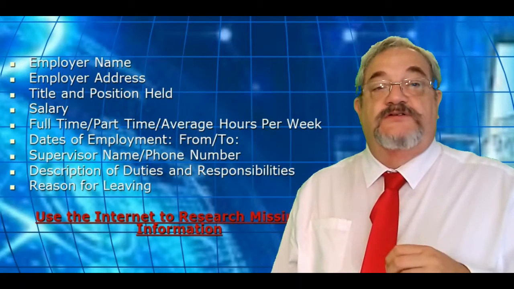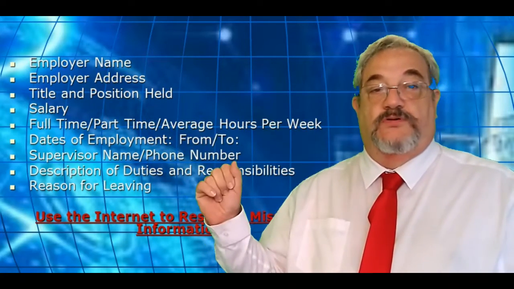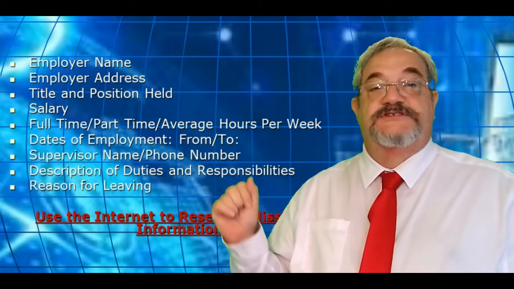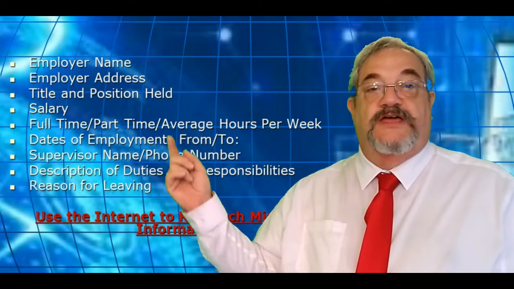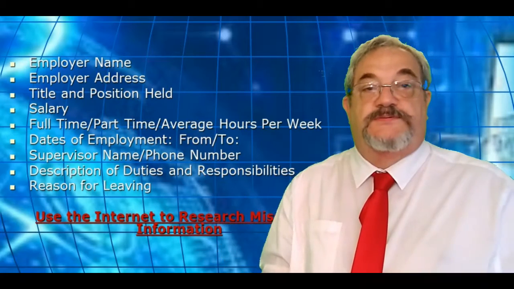So when you write down your employment history data, write down the name of the employer, write down the employer's address, the title and position that you held, the salary, how much money you made, whether it was full-time, part-time, and the average hours per week.